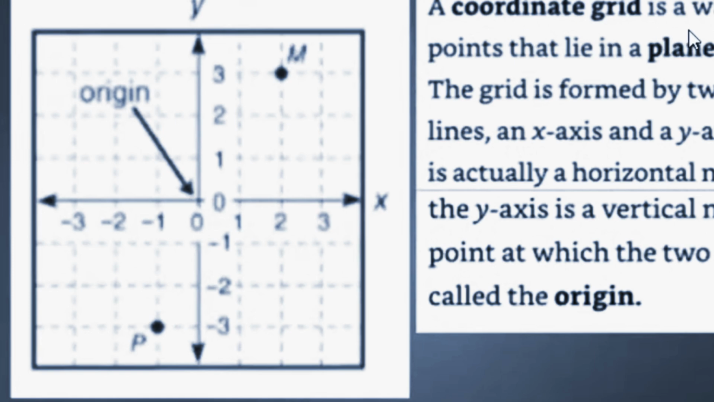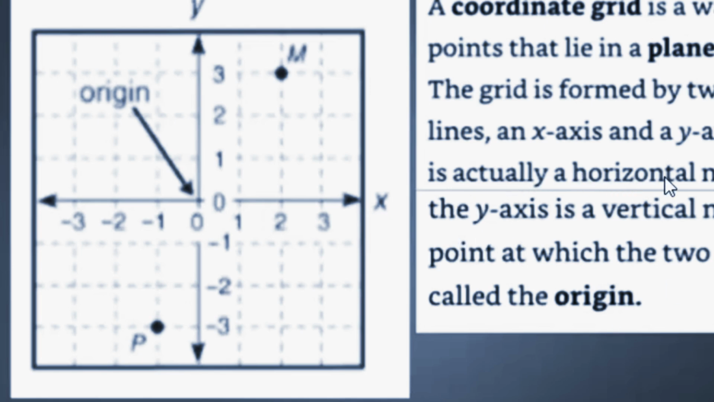So a coordinate grid is a way to locate points that lie in a plane or a flat surface. The grid is formed by two intersecting lines, an x-axis, which is this horizontal line right here. So the way I would remember this when I was learning is that when you're at the ocean and you're looking into the distance, you're looking into the horizon and it's flat. That's your horizontal line, your x-axis, right? And then the vertical axis by default is your y-axis.